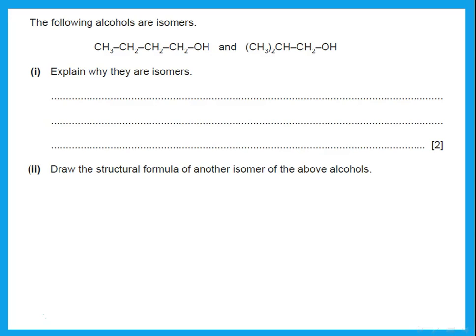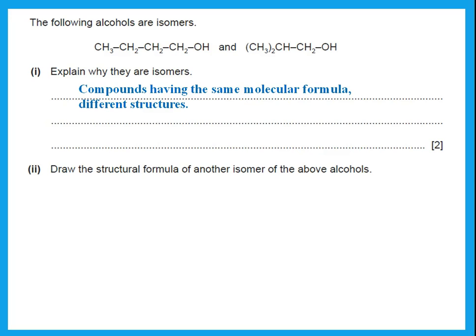Okay, the following alcohols are isomers. Explain why they are isomers. What was the meaning of isomers? We said isomers are compounds having the same molecular formula but different structures. So that is what applies to these 2 molecules. Both of them have 4 carbons and the same number of hydrogens and the same number of oxygens, but they have different structures. Now he's saying draw the structural formula of another isomer.